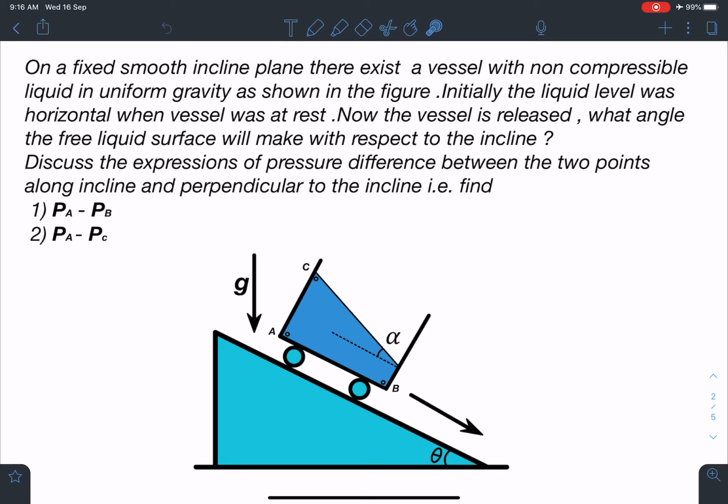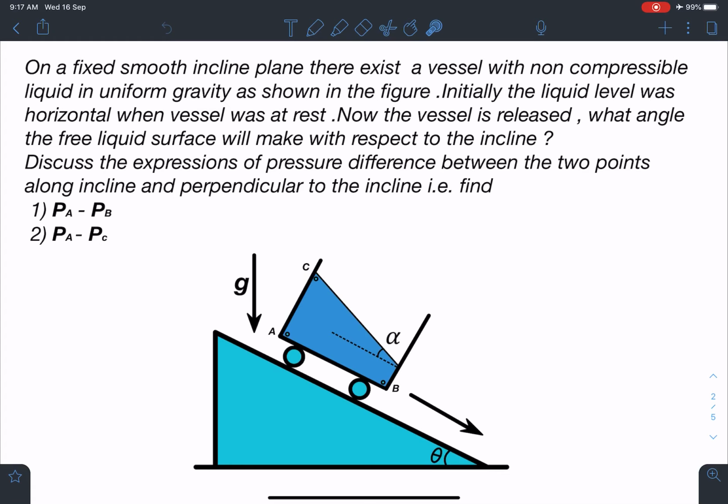Now the vessel is released. What angle will the free liquid surface make with respect to the incline? And discuss the expressions of pressure difference between the 2 points along the incline and perpendicular to the incline. That is, find PA minus PB and PA minus PC. A is this point here, you can see A, this is C, and this is B. So the pressure difference between these 2 points and between these 2 points we have to find out.